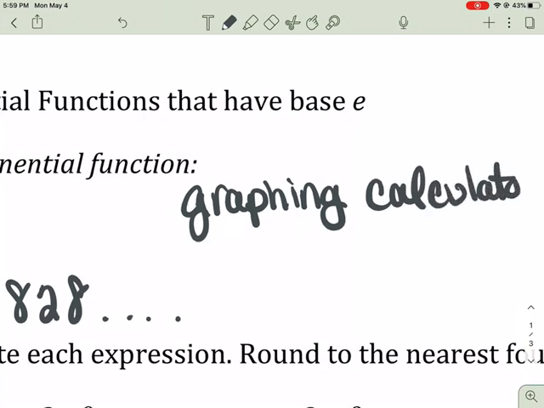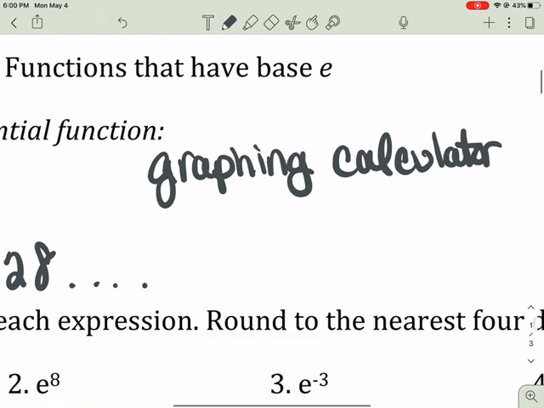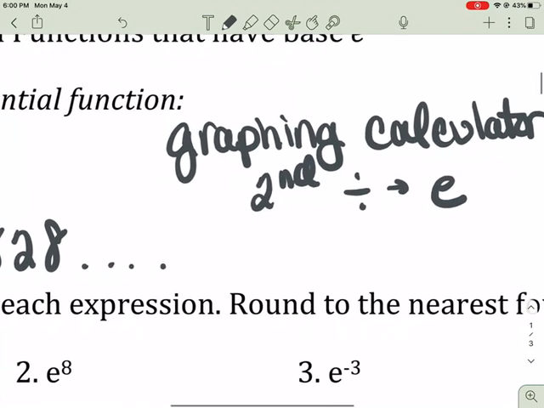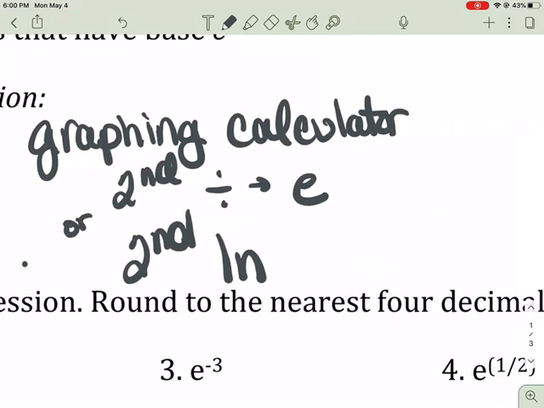There are two places where you're going to find the letter e in your graphing calculator. It is above the division sign. So you can press second and then your division sign, and it's going to give you e. And you press enter and it'll give you 2.7182, blah, blah, blah.